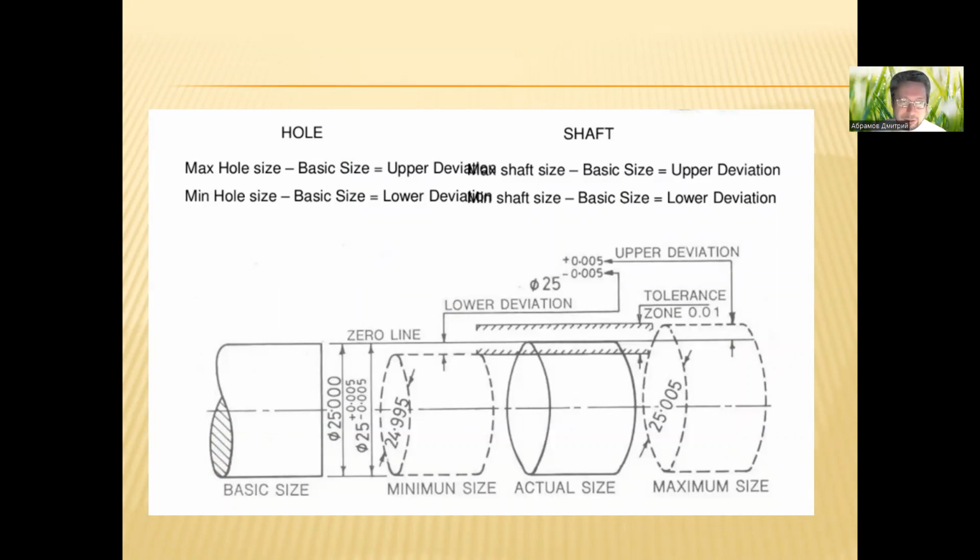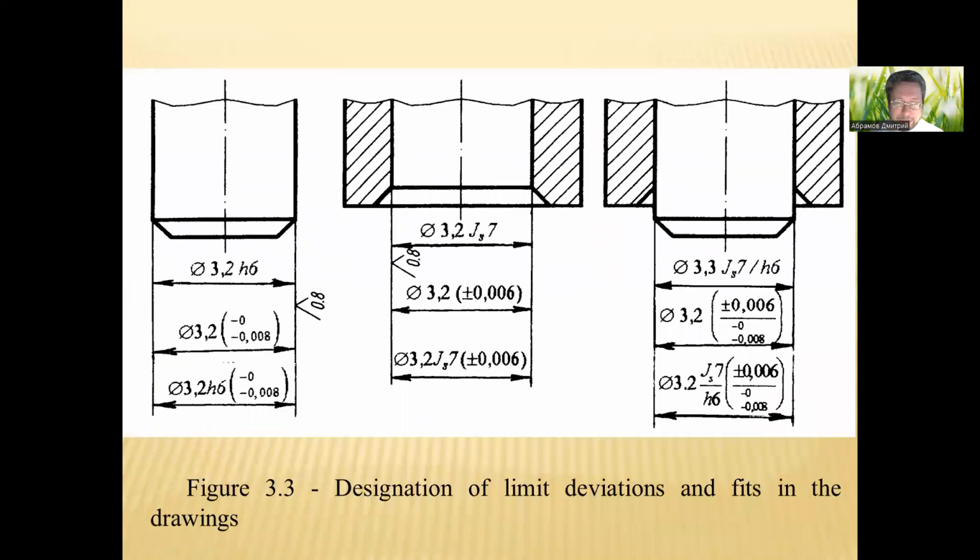There you can see maximum hole size, basic size, upper deviations of the shaft and of the hole. And in figure 3.3, you can see designation of limit deviations and fits in the drawings. Three types of designation of limit deviations and fits.